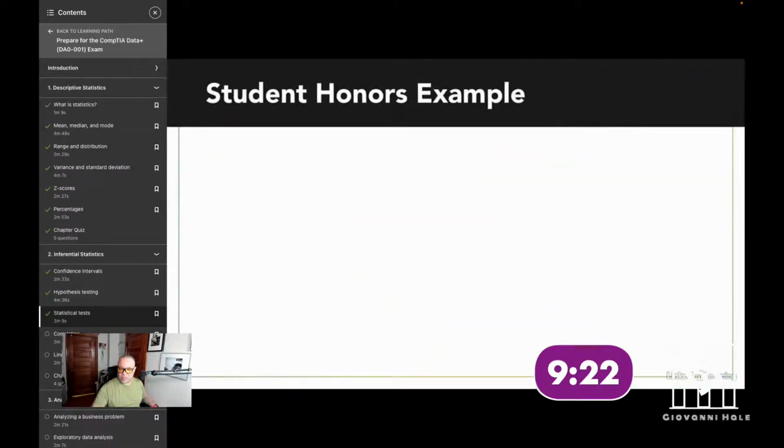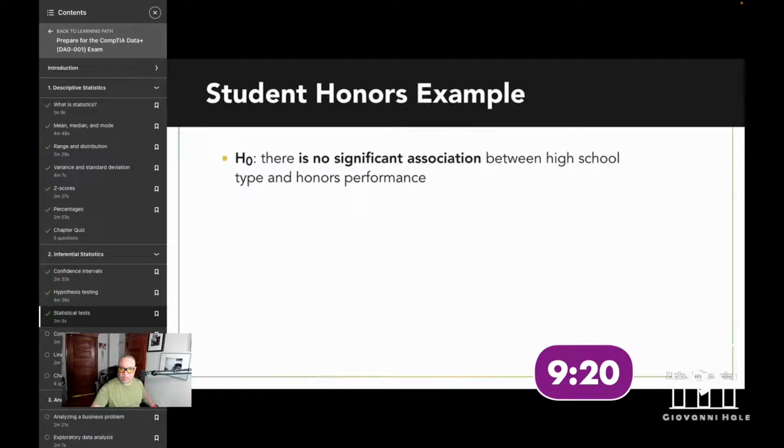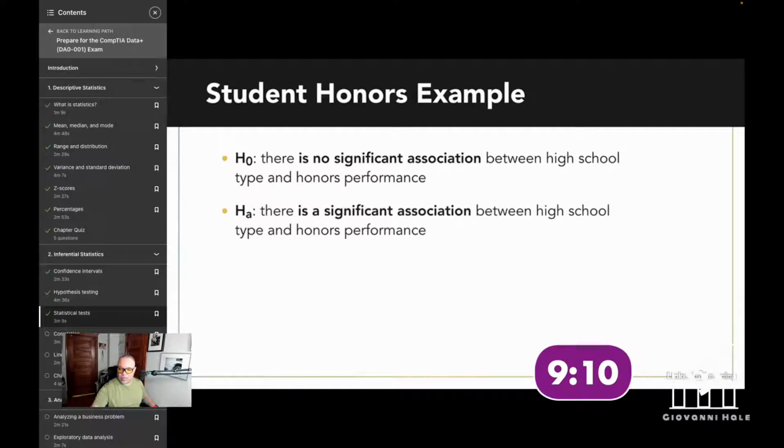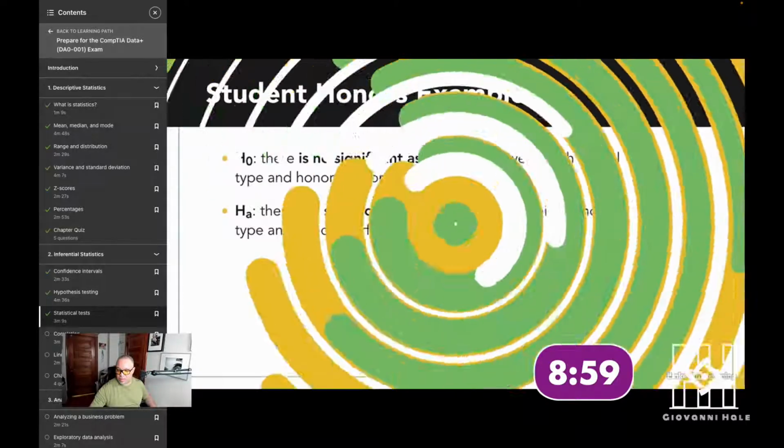The null hypothesis in this case is that there is no association between the two variables, or in other words, that the type of high school a student attended and their honors performance in college are independent. The alternative hypothesis is that the two variables are associated, and they are dependent upon each other in some way. There is a relationship between the type of high school that a student attended and their performance in college.